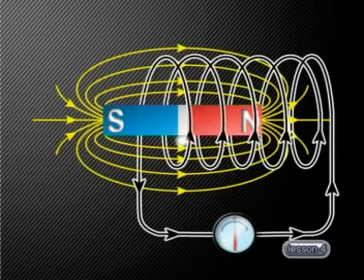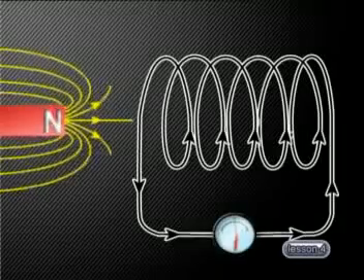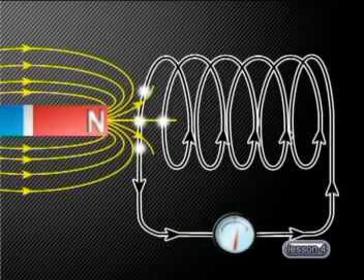To understand this, let's think back to Faraday's original experiment when he placed a stationary magnet inside a coil. The magnetic field lines from the bar magnet cut across the area of the coil, so there is a magnetic flux cutting through the coil. But notice that there is no induced EMF in the coil. There is no reading on the galvanometer.